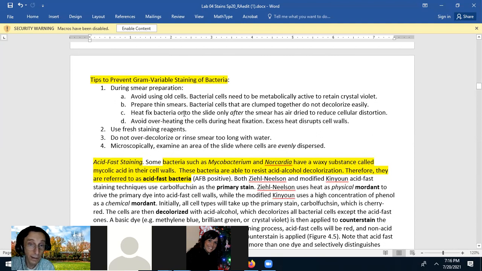Heat fix the bacteria only after the smear is air dried. Otherwise you will cause disruption of the cells. The water will boil in the cell and pop the cell. And avoid overheating the cells, because you can change the shape of the cells if you overheat them. Do not over decolorize or under decolorize the cell. All right? Any question about any of that? Okay, those are some tips for doing the gram stain.